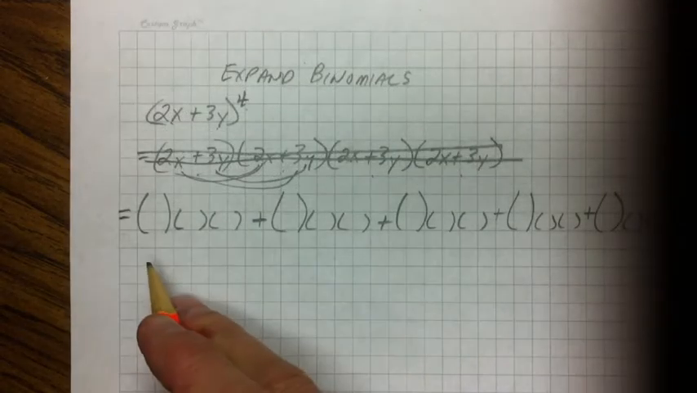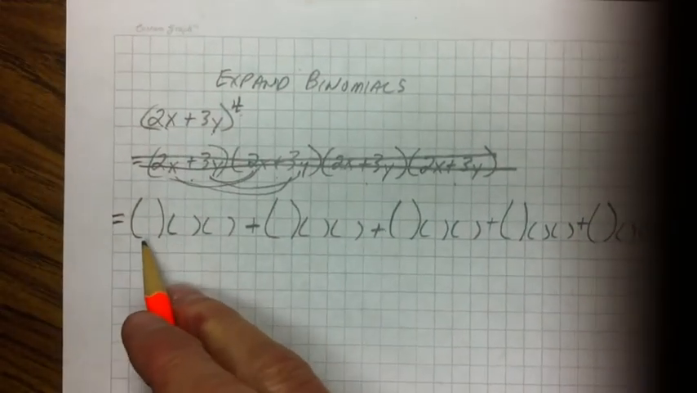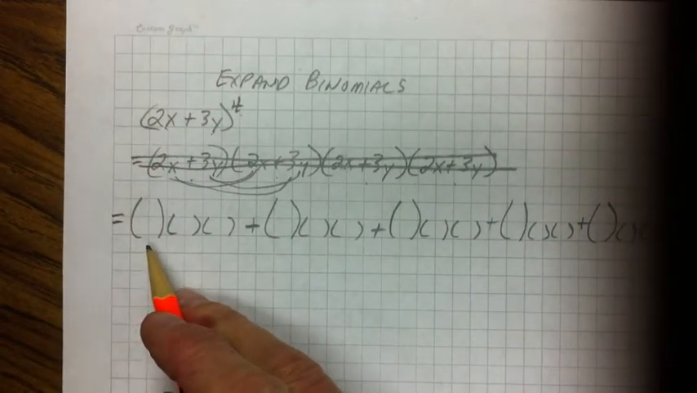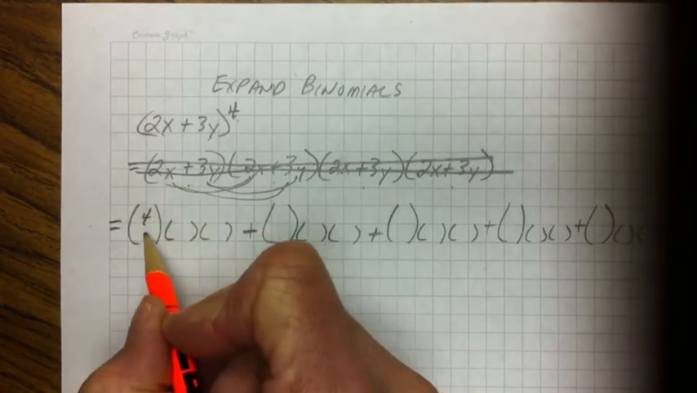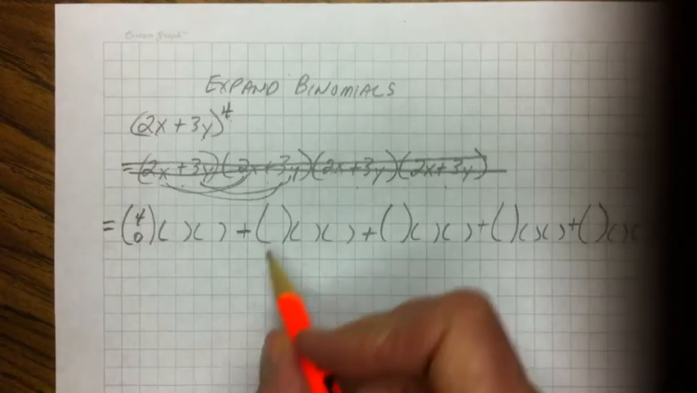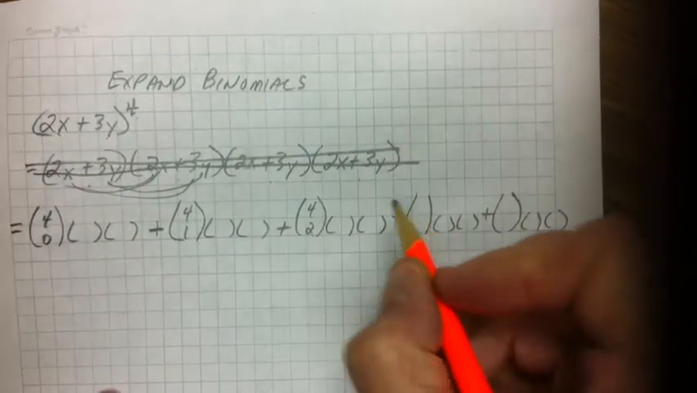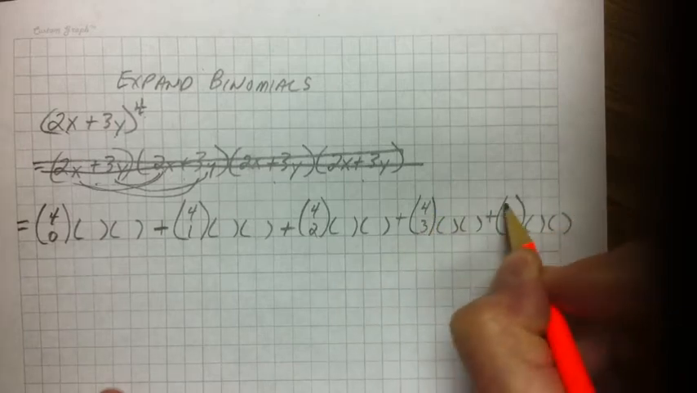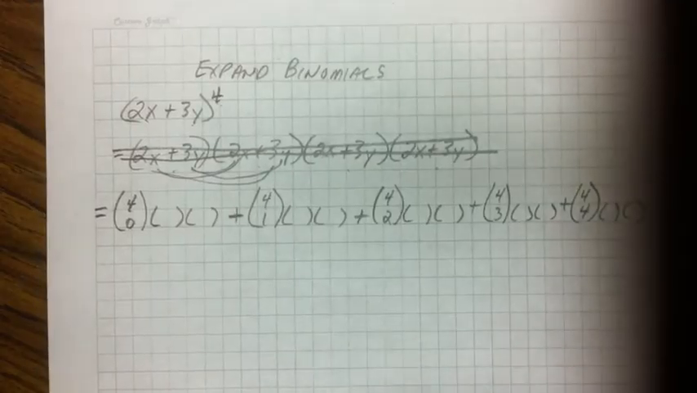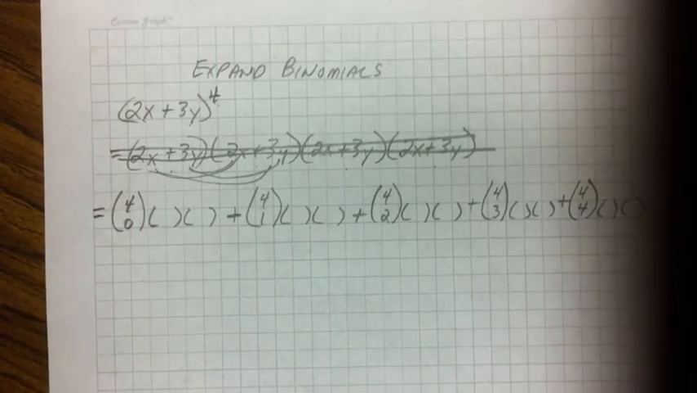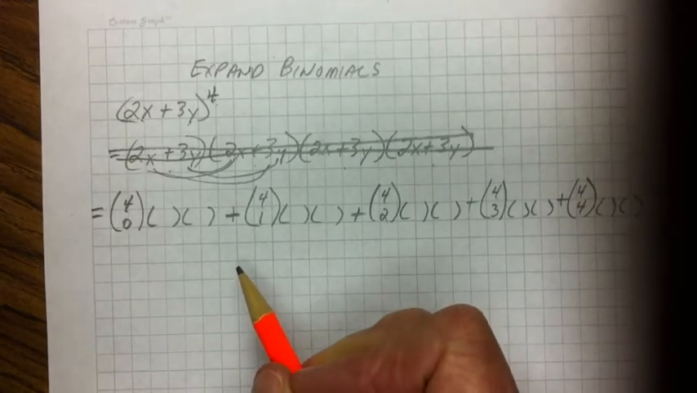Alright, here's how the trick works. Now notice I've written a whole bunch of parentheses, and I'll show you how this works. In this big parentheses, that's going to be our binomial coefficient. And it's going to start with our exponent of 4 on top and 0 on bottom. The next one will be 4, 1, then 4, 2, and then you keep going until they match up. There's 4, 3, and there's 4, 4. So you keep adding binomial coefficients until they match up at 4, 4, or 5, 5, or 6, 6, or whatever your exponent happens to be.